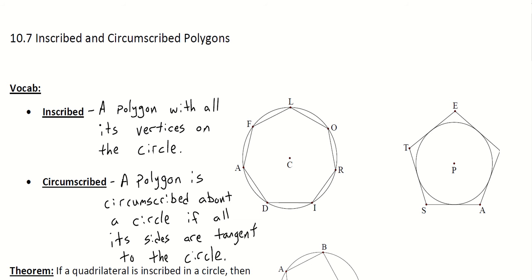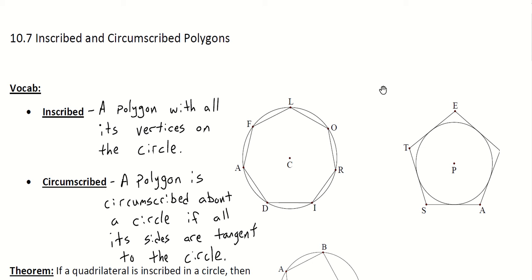All right, welcome back. We're going to talk about 10.7, inscribed and circumscribed polygons. First off, some vocabulary I think you might already know. An inscribed polygon is a polygon with all its vertices on the circle. So this figure on the left is an inscribed polygon. Every vertex is on the circle. Inscribed means inside. The polygon is inside the circle.